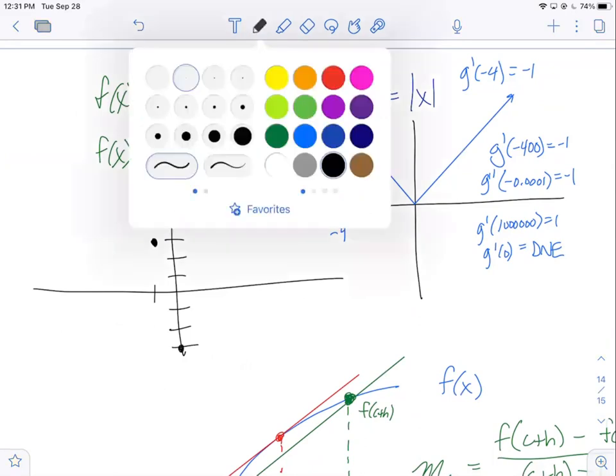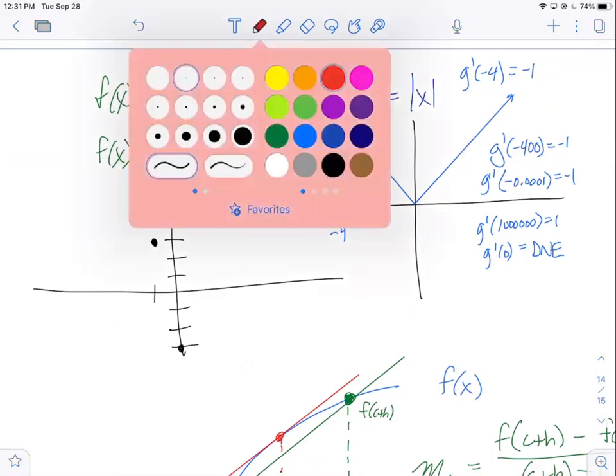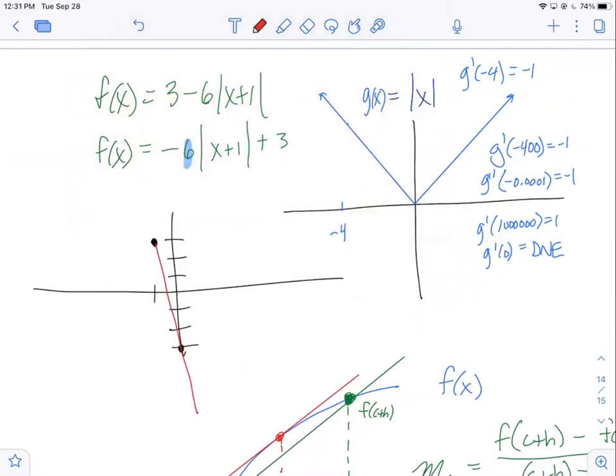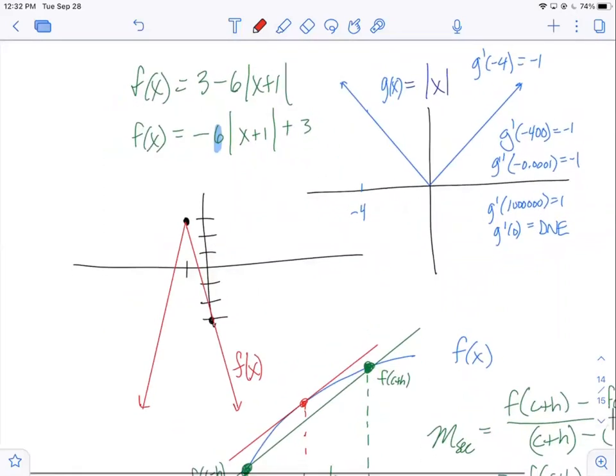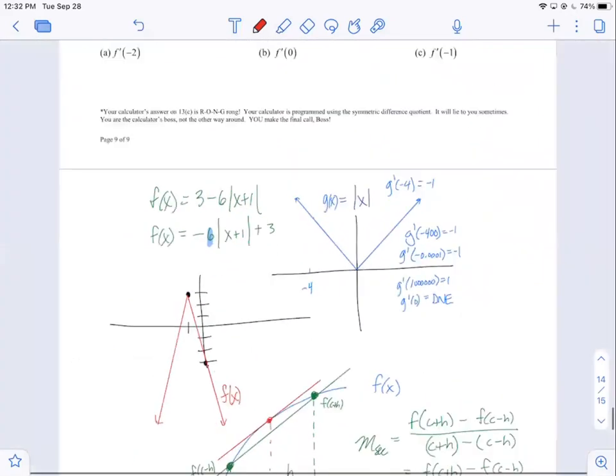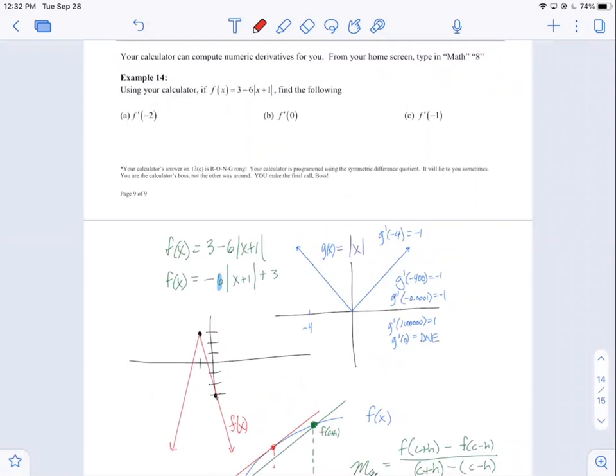So the graph is going to look like this. I'll use red. It's going to come down like this, straight line, snap. There we go. And then it's going to look like this on the other side. So there's f of x right there. That's the graph of f of x. So notice now I could ask you these questions. Let's just answer them without a calculator first.